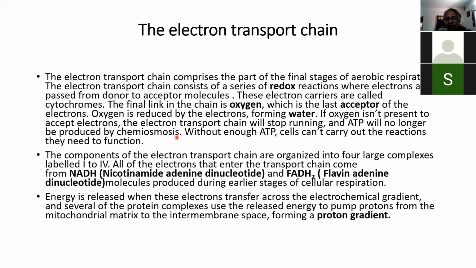And this ATP is what is used as the energy. Hence, we should understand that this cannot happen in the absence of oxygen. So, the oxygen is life for all of us.